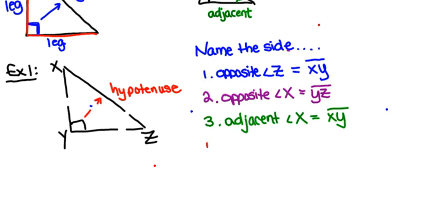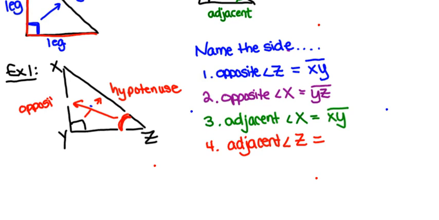And in this last question, I want to find the side that's adjacent to angle Z. So again, I'm going to go to my picture. I'm going to find angle Z. So there's angle Z. I'm always going to look for the opposite side first. So the side that's opposite angle Z is side XY. And by process of elimination, the side that's adjacent to angle Z is going to be side YZ.